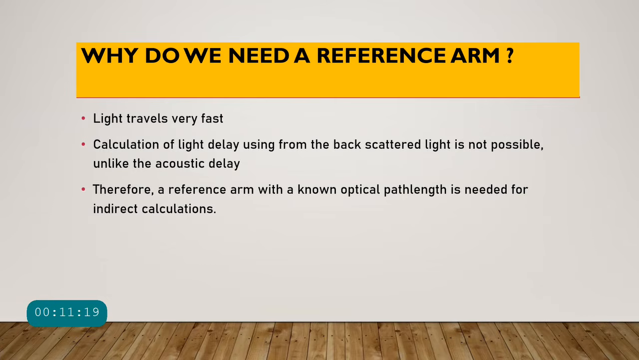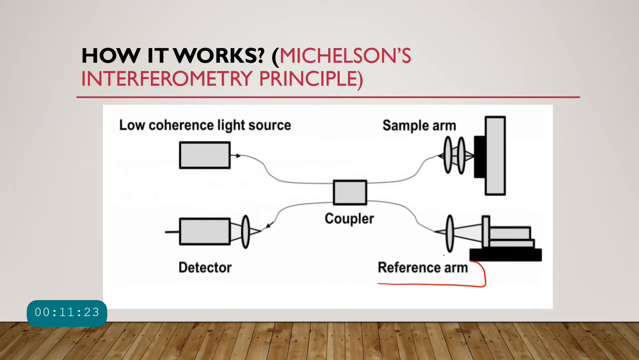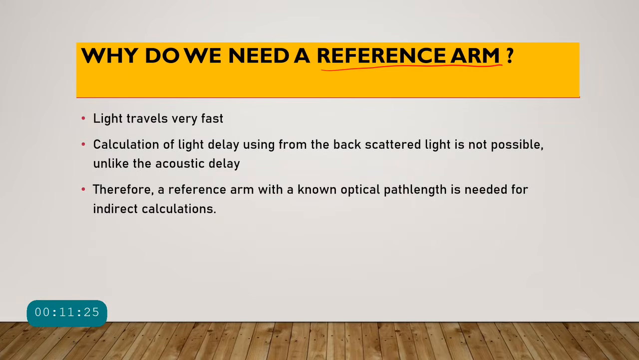Now the question is, why do we need a reference arm? Okay, so remember this is the reference arm that I showed you. Why do we need this? This was not present in a B scan, right? But this is present in OCT. The reason is very simple.